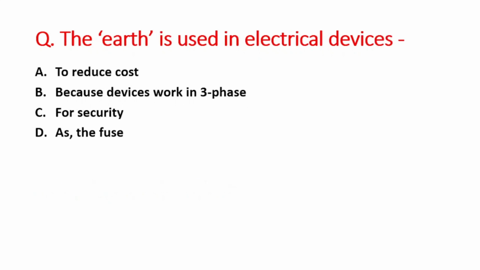Next question is: the earth used in electrical devices. A option is to reduce cost, B is because devices work in 3 phase, C option is for security purposes and D option is as the fuse. So the main purpose of earthing is to provide more security. That is option C is the right answer.